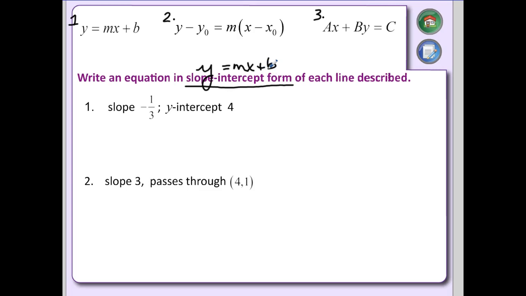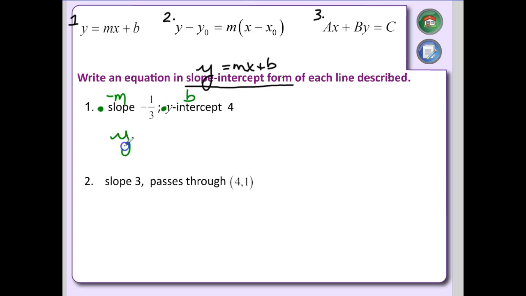So let's look at number 1. Well, they're telling me in number 1 that the slope is negative 1/3, and the y-intercept is 4. Well, they told me slope. What do we plug slope in for? Yeah, slope gets plugged in for m. What do we plug the y-intercept in for? b. So basically, if they give me the slope and they give me the y-intercept, all we have to do is plug those numbers in their appropriate places.